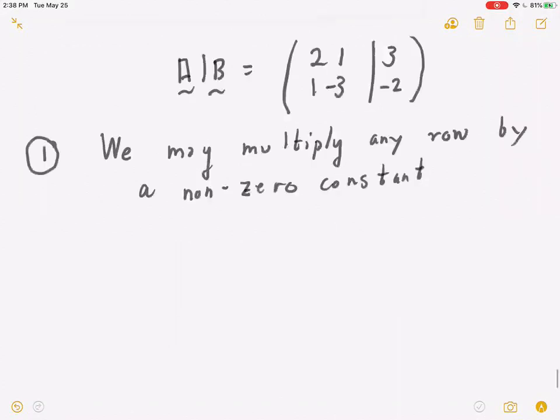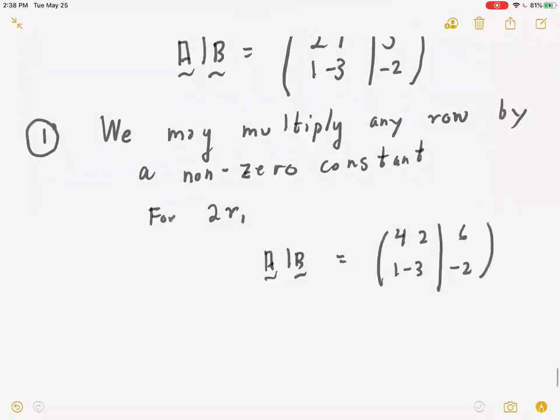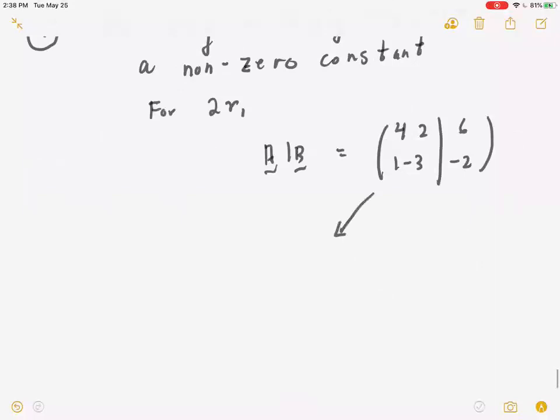So for example, if you multiply the first row by the number 2, then my augmented matrix becomes 4, 2, 6 in the first row, and 1, minus 3, 5 in the second. The first row gets changed. The second row is left alone. And again, this augmented matrix is just shorthand notation for the following 2 linear equations. 4 times x of 1 plus 2 times x of 2 equals 6, and x of 1 minus 3 times x of 2 equals 5.